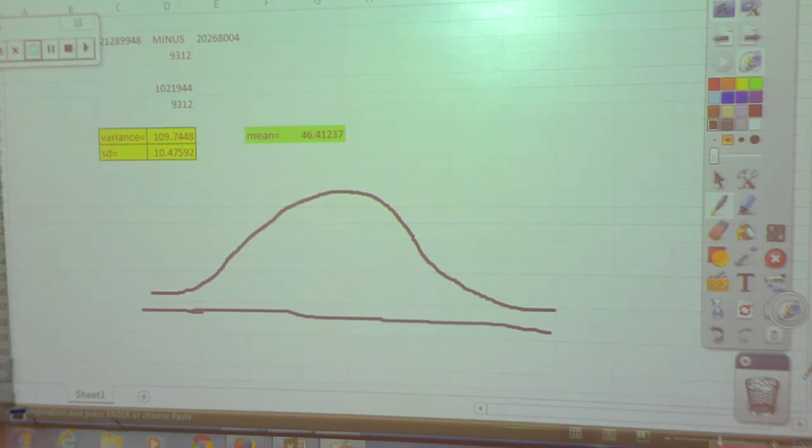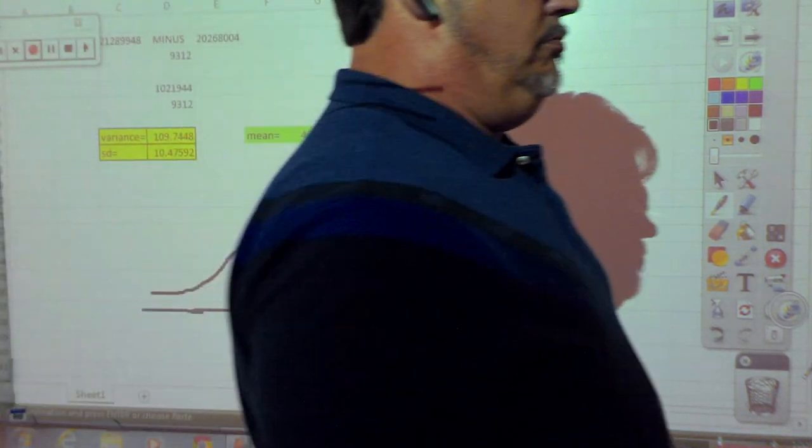Must not be on one of them tests. Very easy definition. The average is the number that represents no variation.